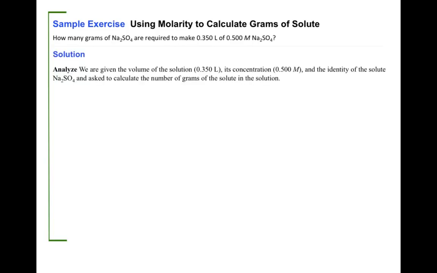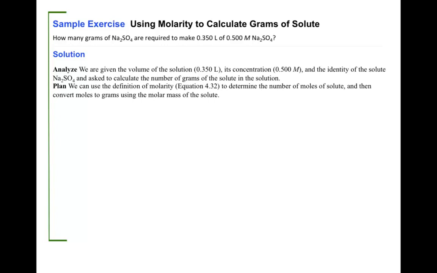So we are given the volume of the solution, 0.350 liters, its concentration, 0.500 molarity, and the identity of the solid, which is sodium sulfate. We need to calculate the number of grams of the solid that we need to add so we can produce this solution. We can use the definition of molarity. Molarity is equal to moles over liter to determine the number of moles of solid, and then convert moles to grams using the molar mass of the solid.